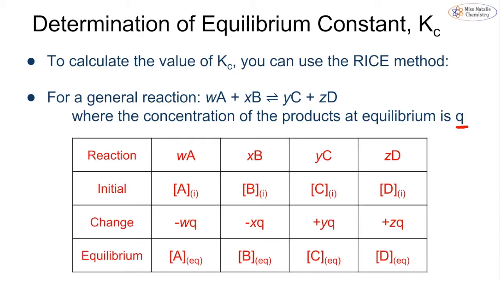So for our reactant A, we would be subtracting W times the concentration Q. For B, it would be X times the concentration Q that would be subtracted. For C, because C is a product, we would be adding Y times Q. And for D, we would be adding Z times Q. And this, remember, is from the initial moles, and this gives us our number of moles at equilibrium. Now, the best thing that we can do for these is to actually look at a specific example.